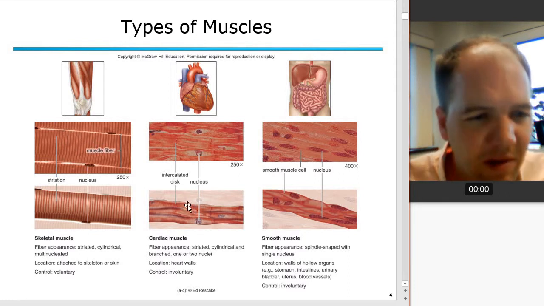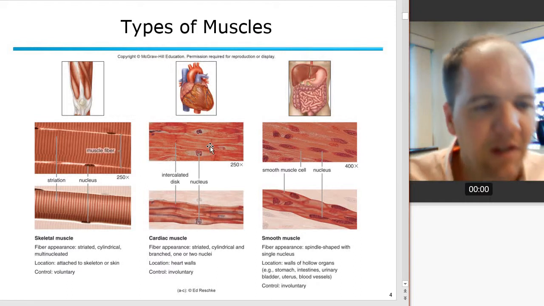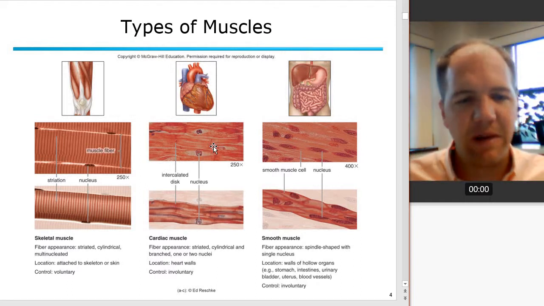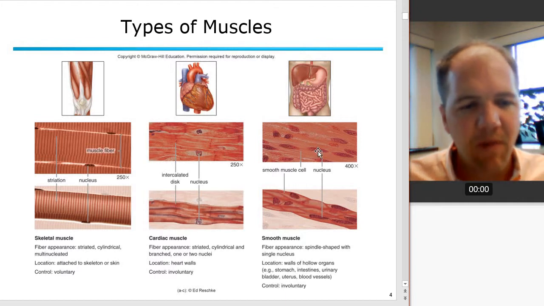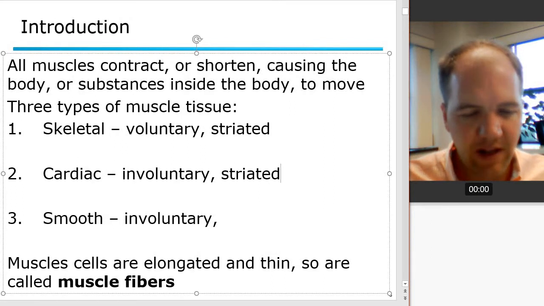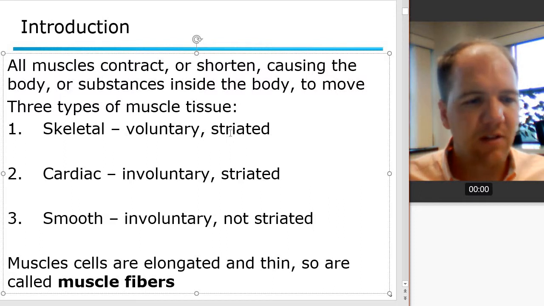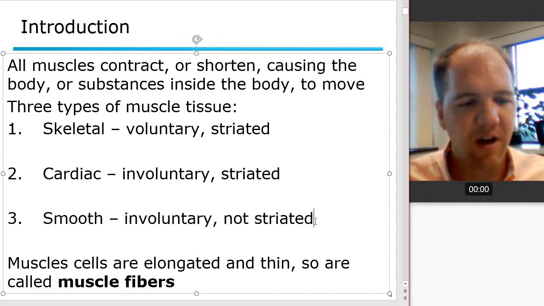Now if you look at cardiac muscle, it's a little bit harder to see, but cardiac muscle is also striated, meaning that it has the same actin and myosin makeup, the proteins that make it up. But smooth muscle, on the other hand, is not striated. So you can see there are some things that some of these muscles have in common and some that are different. Skeletal muscle is striated, cardiac muscle is striated, that makes them similar. Smooth muscle is not striated, so it's different in that way.